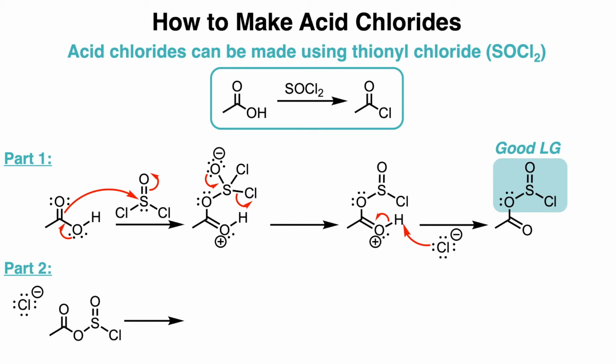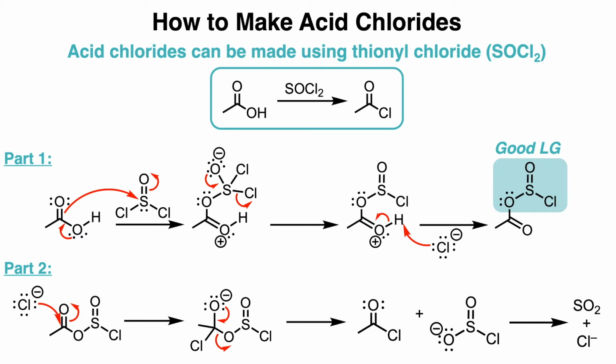Now in part 2 of the mechanism, we're actually going to rewrite the molecule so the carbonyl is right side up. Then Cl- comes in and attacks the carbon of the carbonyl, and the pi bond breaks to form a new lone pair on oxygen. Then one of the lone pairs in O- reforms the pi bond, the carbon-oxygen bond breaks to form a new lone pair on oxygen, and the good leaving group leaves. This forms the acyl chloride product, and the SOCl- byproduct actually breaks down even further to decompose into SO2 gas as well as Cl-.